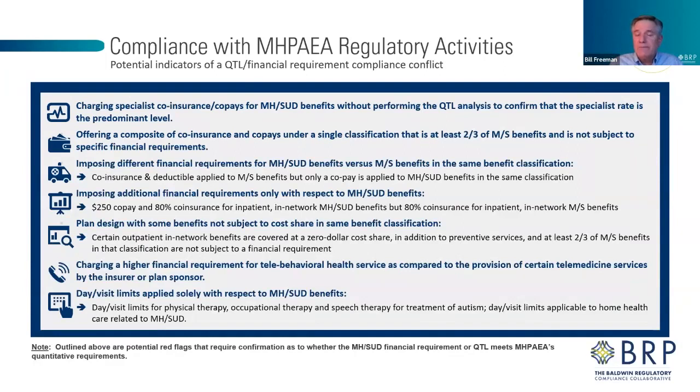If you offer a composite of coinsurance and copays under a single classification, you could get in trouble with hitting the predominantly test. If you have different financial requirements for mental health and substance use disorder benefits in the same benefit classification, that's going to cause a failure. And then I'll let you read these other ones as you go down.